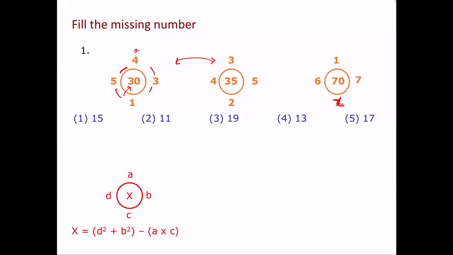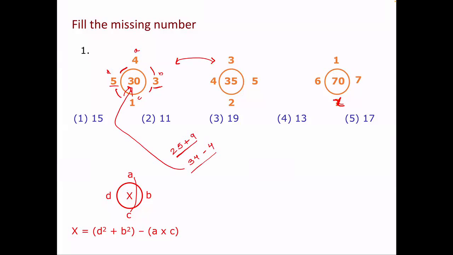The logic here is this: if you call them A, B, C, D, the logic is D square plus B square. So D square, 5 square, is 25, plus B square, 3 square, is 9. 25 plus 9 is 34, minus A into C. So 4 into 1 is what? 4. 34 minus 4 is 30.